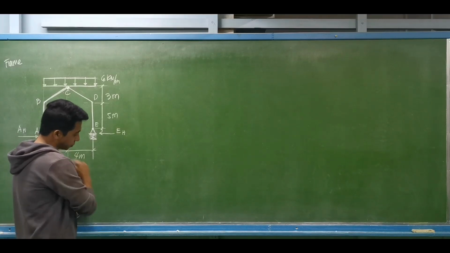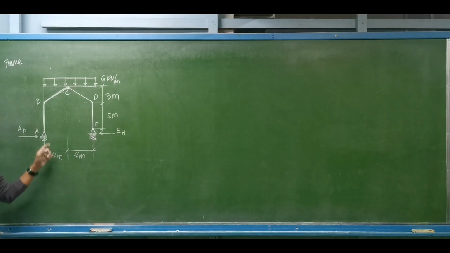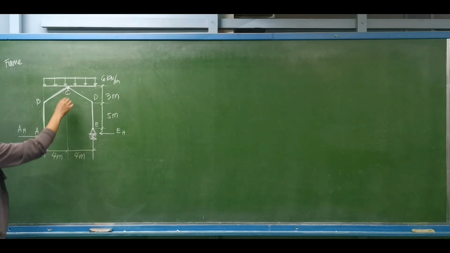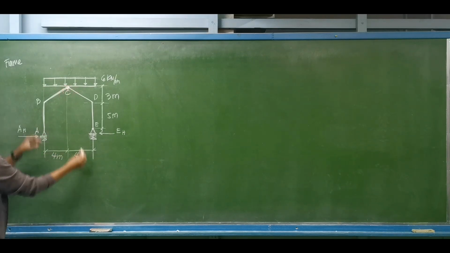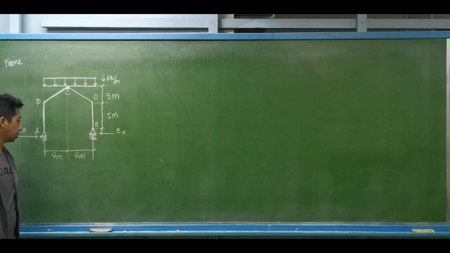Example for the analysis of a determinate frame. For example, we have this frame A, B, C, D, E. A and E are hinge supports. At C, we have an internal pin. The uniform load is 6 kilonewtons per meter.